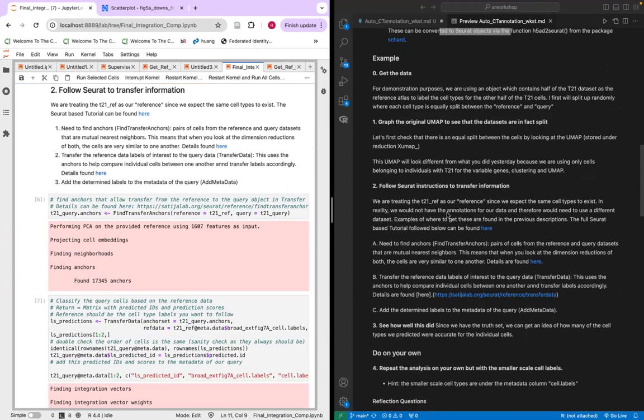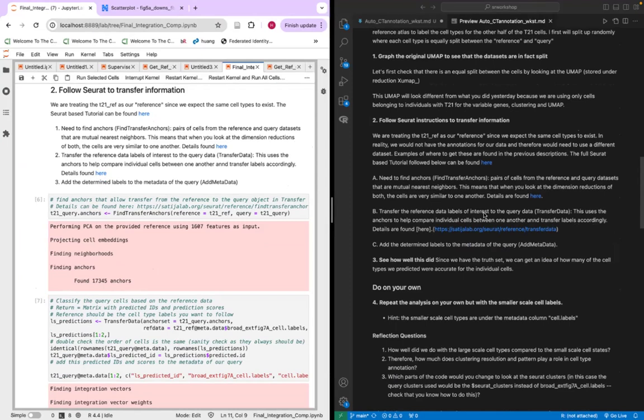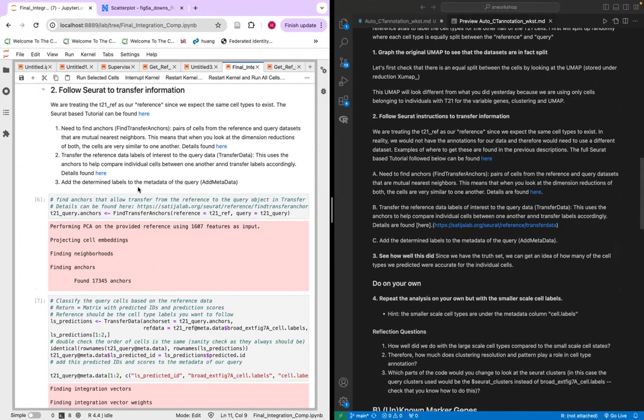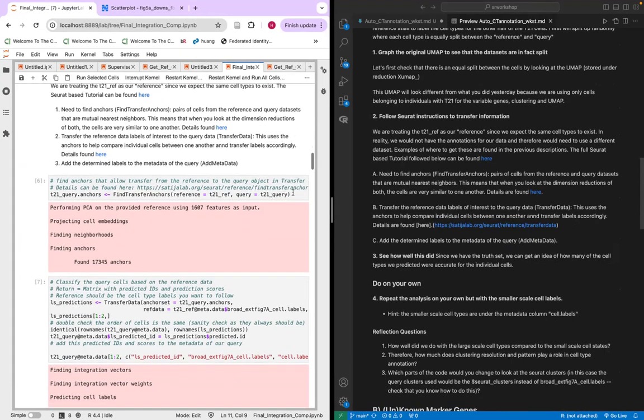Seurat has an awesome tutorial that goes into more detail about some other code that you can use, but we're just going to look at the essential basics here, where the first step you need to do is find transfer anchors. So we have these two completely different data sets, and we need to figure out how we can map one onto the other. The first step of that is getting those anchors.